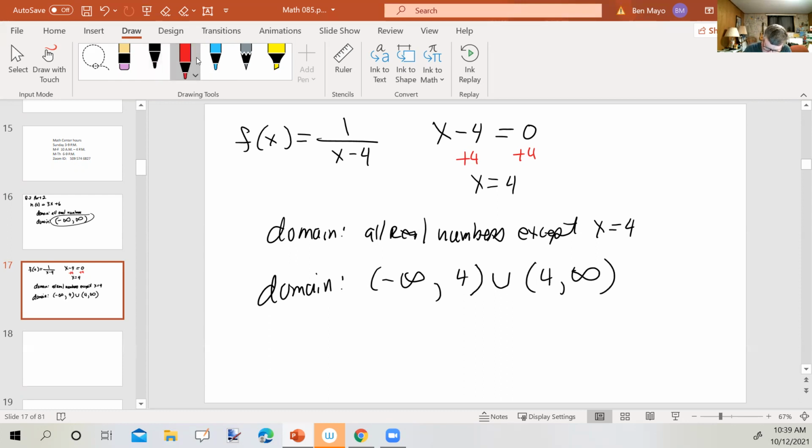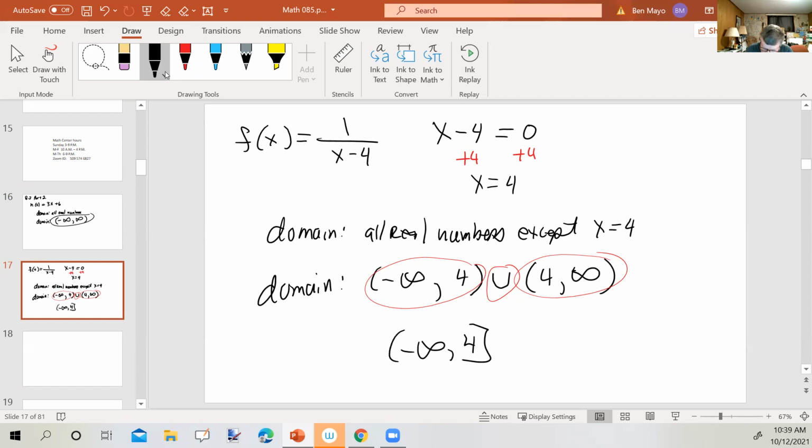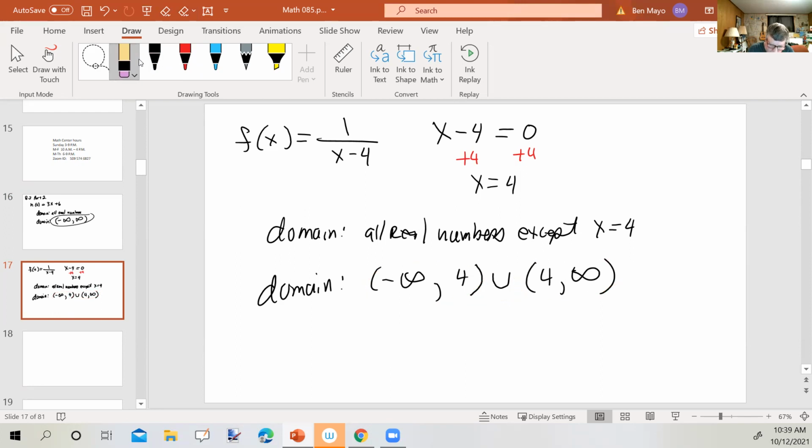So this symbol is a union symbol. It means that we have all of that along with all of that. When there's parentheses, you do not include that endpoint. If I had this, for instance, that would say everything from negative infinity up to and including 4. But we want to exclude 4, so that's why we use the parentheses. Any questions there?